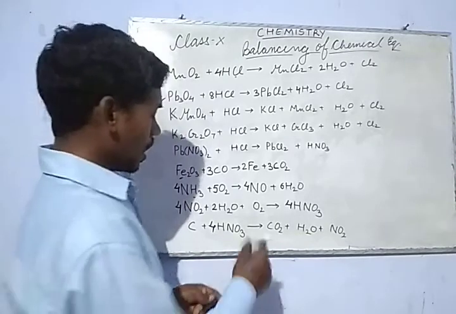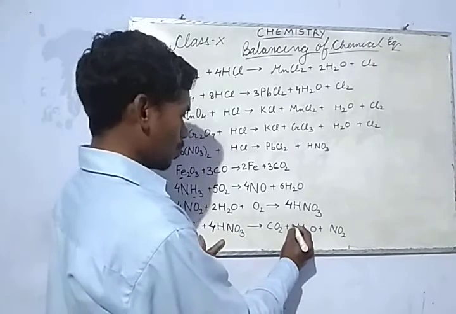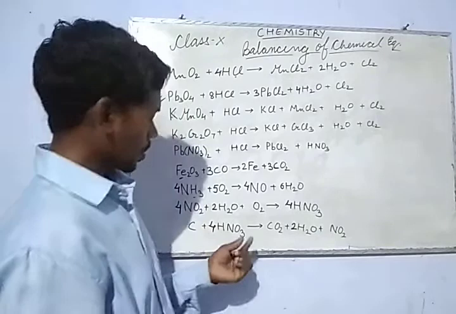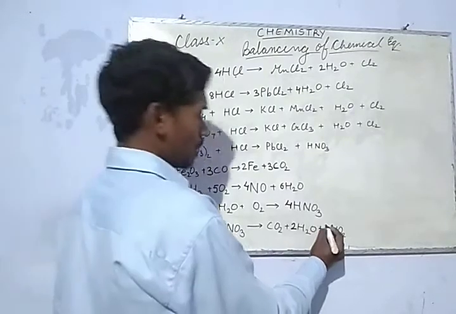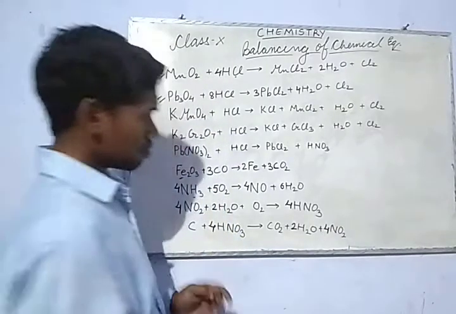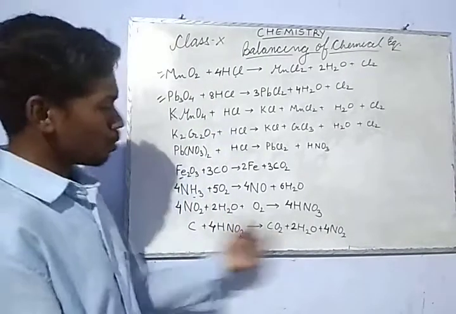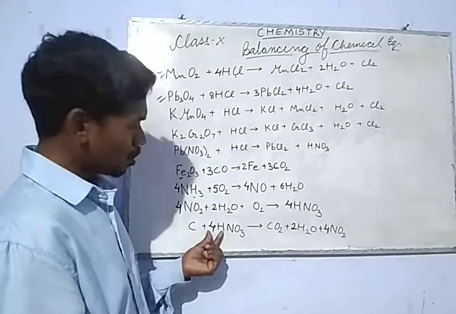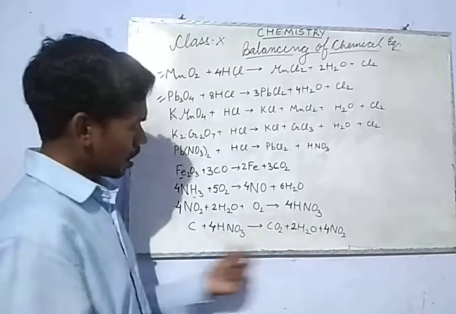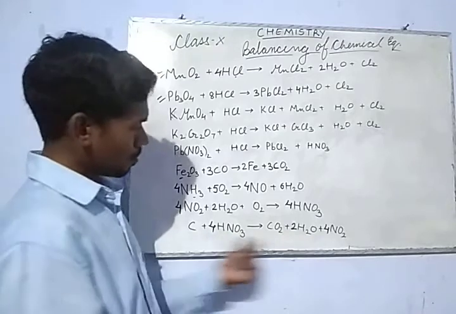That is 4. And when it is 4, we make it 4 here also. And after that, we have nitrogen also 4. We need to make nitrogen also 4 here. Okay. Now you see, how many hydrogen? 4 hydrogen, 4 hydrogen. How many nitrogen? 4 nitrogen, 4 nitrogen.